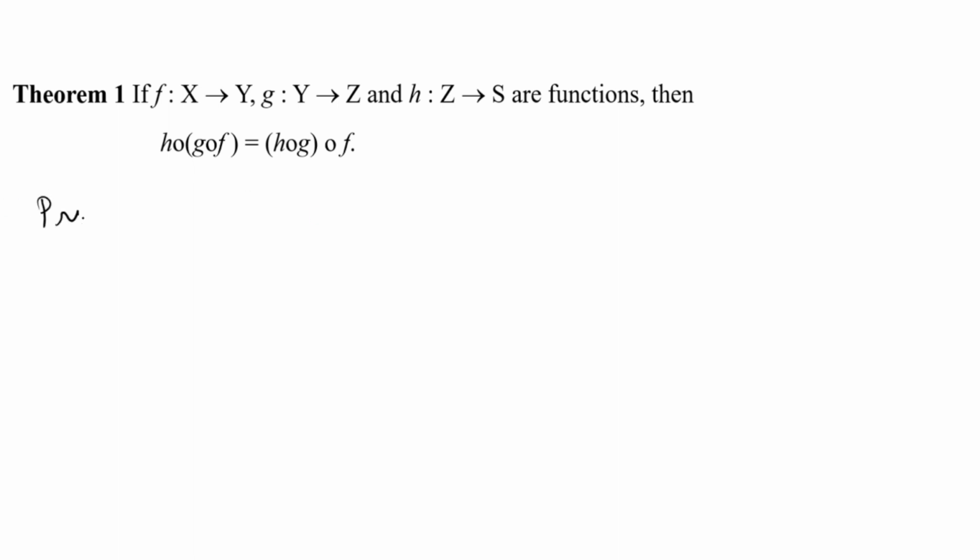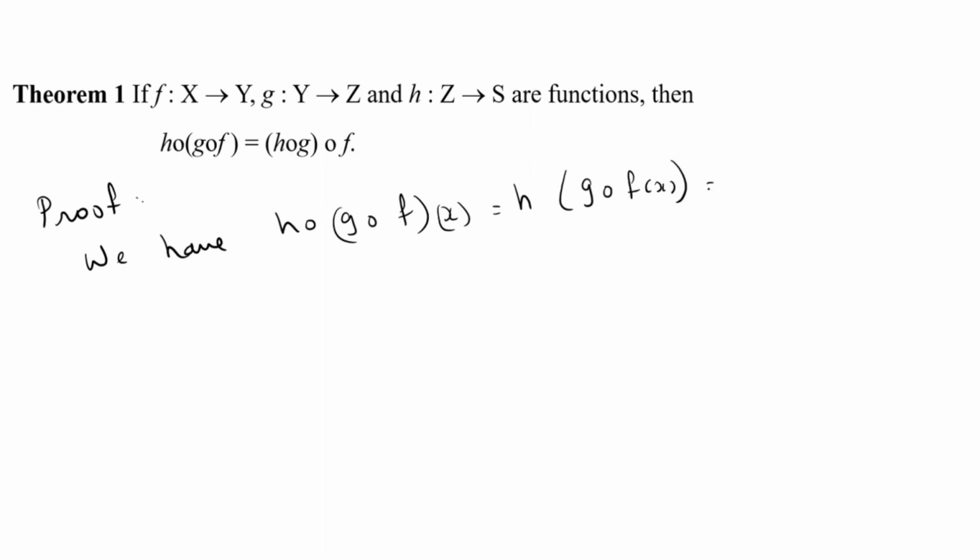So proof, we have h of g of f of x is equal to h of g of f of x. This is equal to h of g of f of x for all x belongs to x.